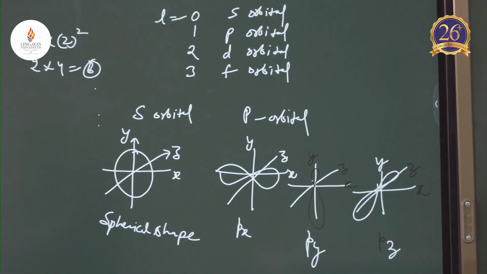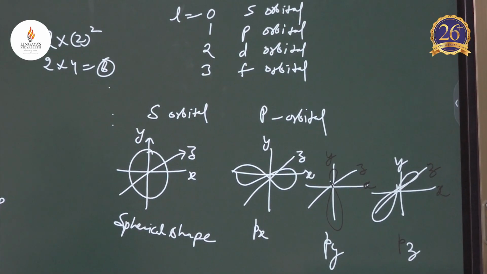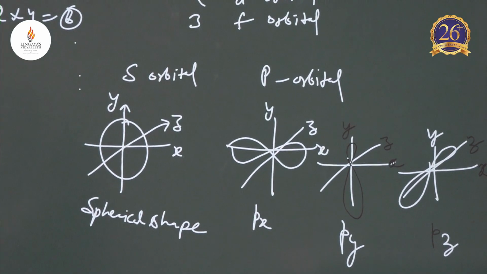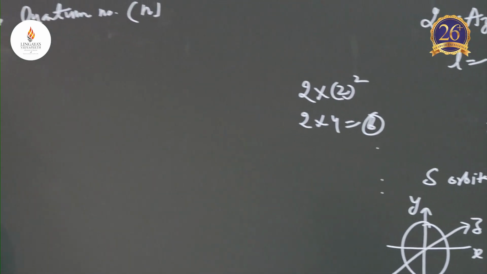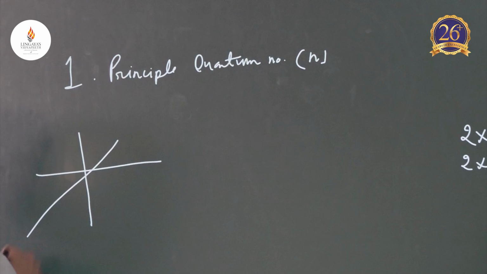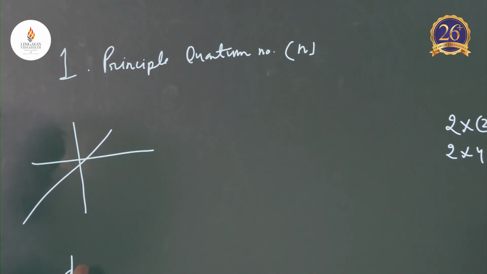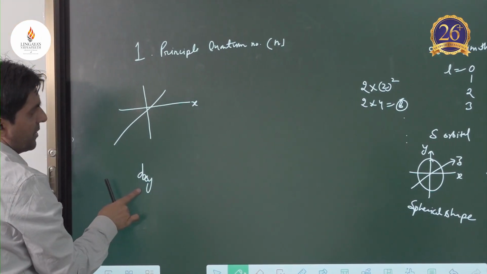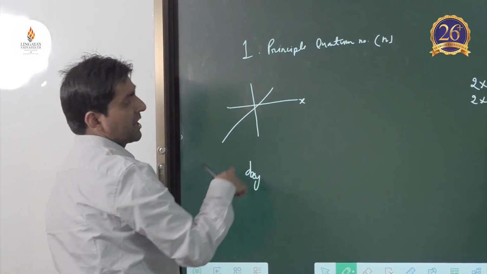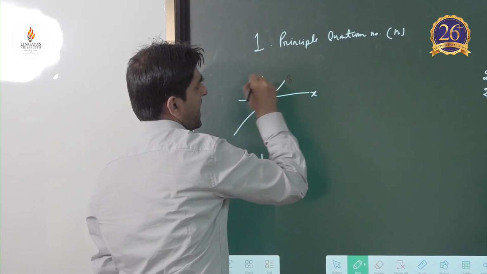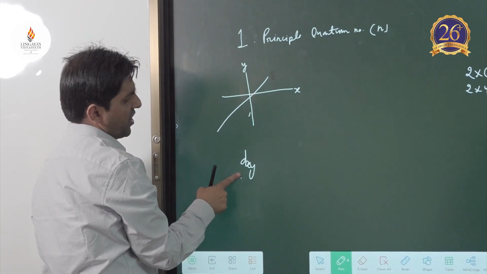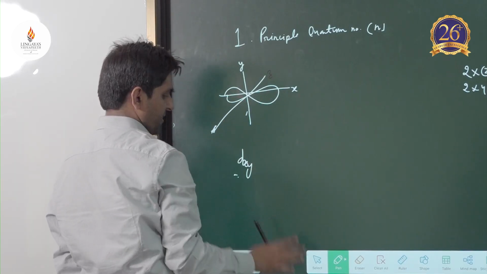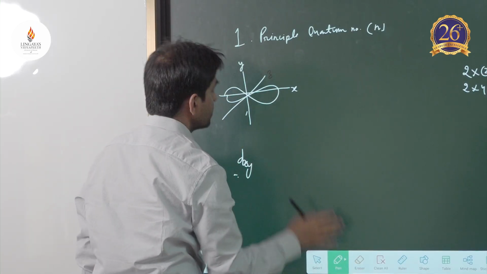So how will we draw the shape of d orbital? You know that there are 5 d orbitals. First one is dxy. So we will draw the dxy orbital. The lobes of d orbital are on the axis. It means it is x, it is z, it is y. So if we are drawing the dxy orbital, we will draw the lobes on x axis and then y axis.